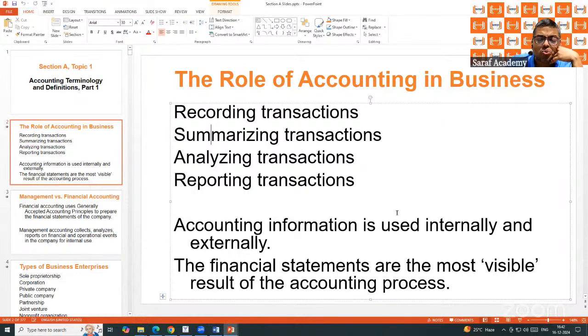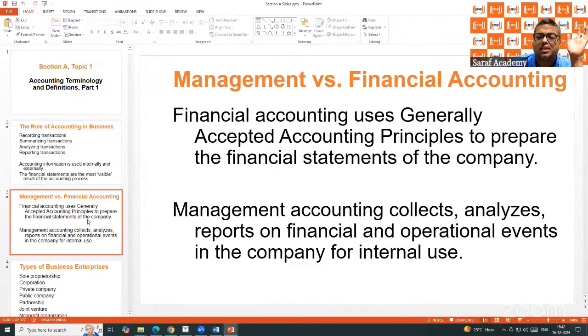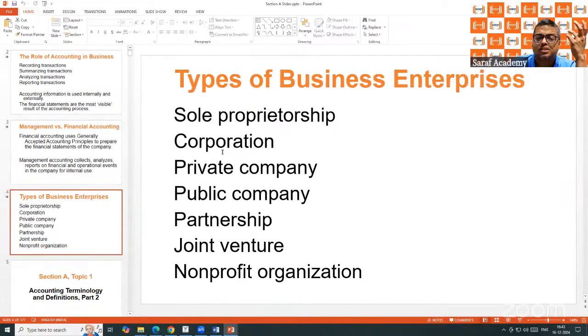Accounting information is used internally and externally. Internally for decision making by management, externally for shareholders, whether they should invest in shares and other things. The financial statements are the most visible result. About any company, you have only one data, the financial statement, nothing else. The financial statements are public document. As I had written, financial accounting generally follows accepted accounting principles, financial statement of the company. Management accounting collects reports on financial and operational data. Financial accounting is only financial data; management accounting has both financial and operational data.